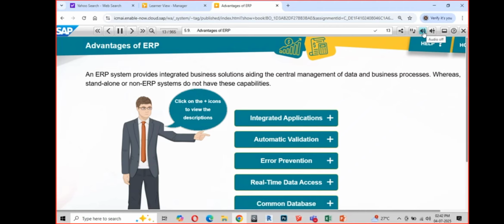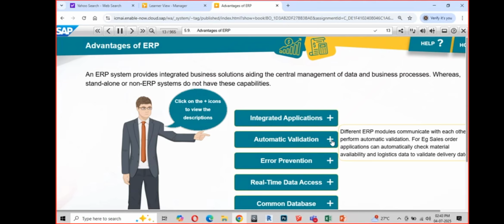So here it says, click on the plus icons to view the descriptions. See, what are the advantages of an ERP system? An ERP system provides integrated business solutions, aiding the central management of data and processes. Whereas the standalone or non-ERP systems are devoid of these capabilities. They do not possess these capabilities. Now, if you click on it, you can see the explanation. So you can keep clicking on the various icons out here.